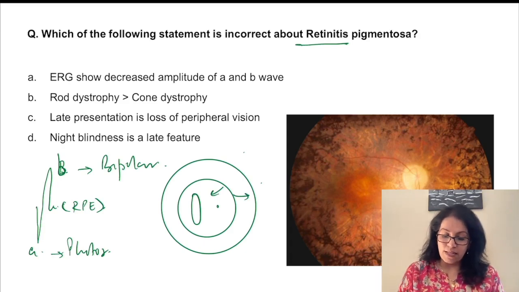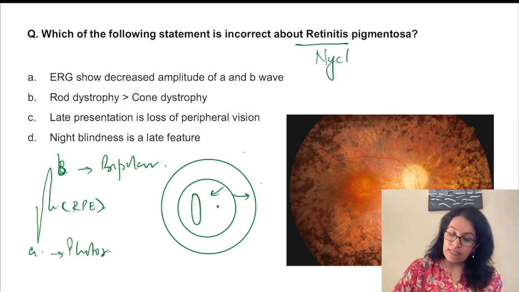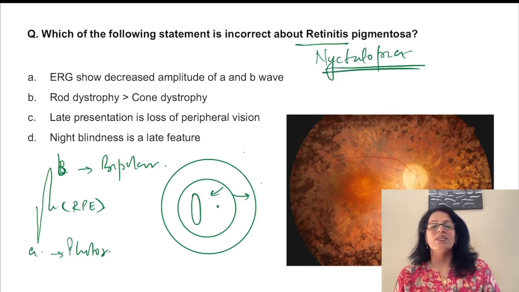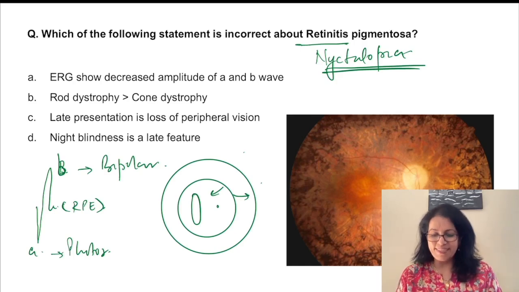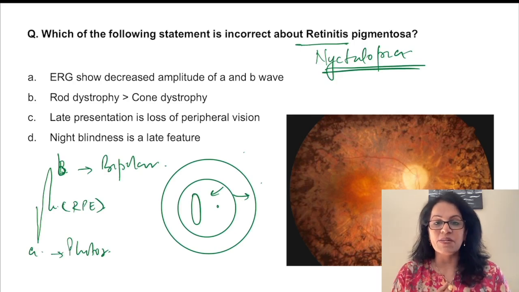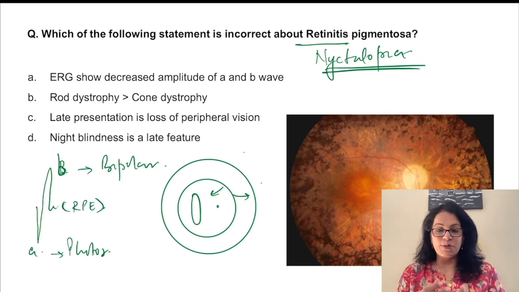What is wrong is that night blindness is late. Night blindness, nyctalopia, is an early feature; the patient presents with this, right? So it's early. Good. So once we are very clear, I think this question was never controversial. It's a very simple question. Learn your retinitis pigmentosa very well. A few more quick questions: what is the most common systemic association of RP? Usher syndrome, which is RP with deafness, right?